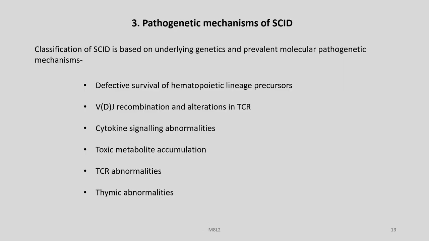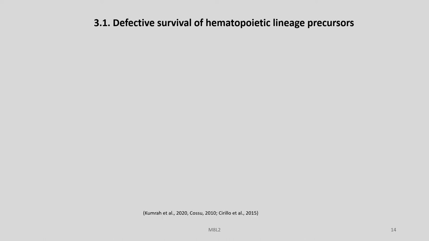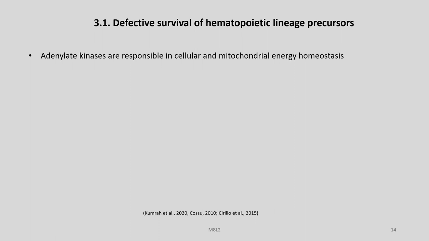What are the pathogenic mechanisms involved in the development of SCID? So we now know that classification of SCID is based on underlying genetics and prevalent molecular pathogenetic mechanisms: defective survival of the hematopoietic lineage precursors, VDJ recombination and alterations in T cell receptors, cytokine signaling abnormalities, toxic metabolite accumulation, TCR abnormalities, thymic abnormalities. Let us discuss the defective survival of hematopoietic lineage precursors.